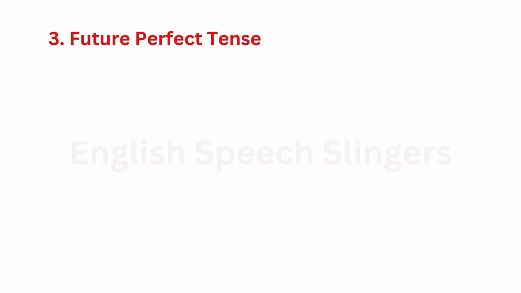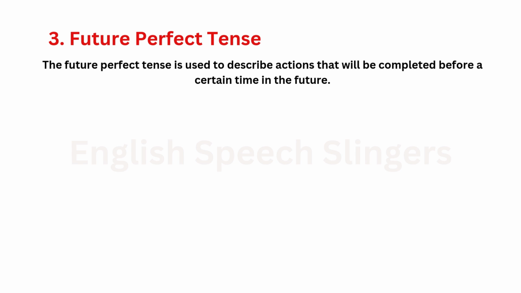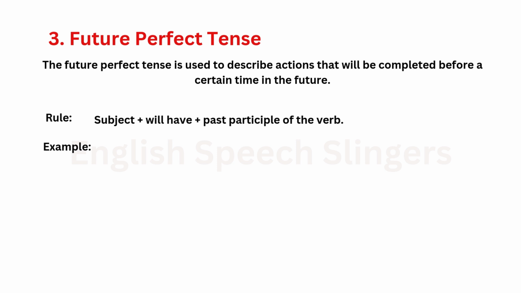Future perfect tense. The future perfect tense is used to describe actions that will be completed before a certain time in the future. Rule: Subject plus will have plus past participle of the verb. Now, let's see some examples.